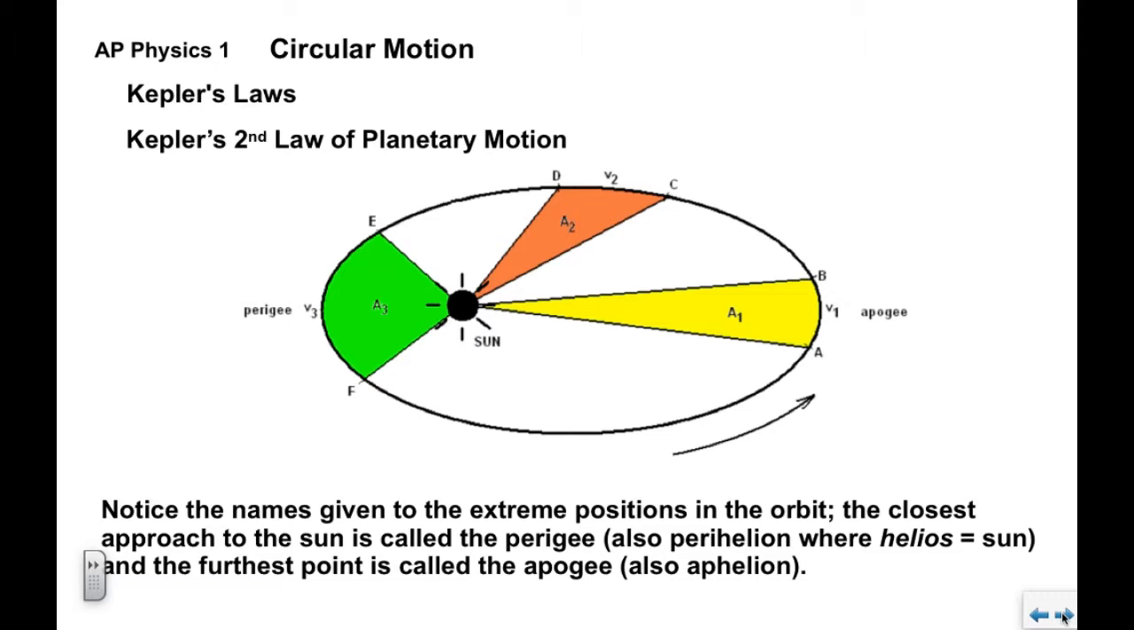Now I want you to make a note of the extreme positions in the orbit. The closest approach is called the perigee or perihelion. That's down here. And the furthest point is called the apogee or the aphelion, and that's out here.